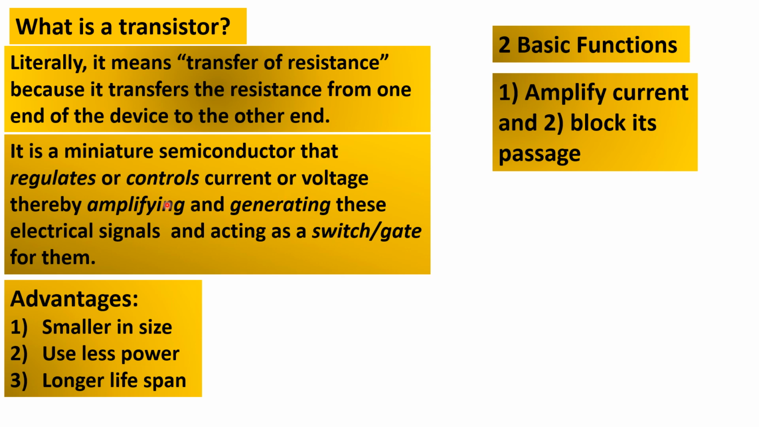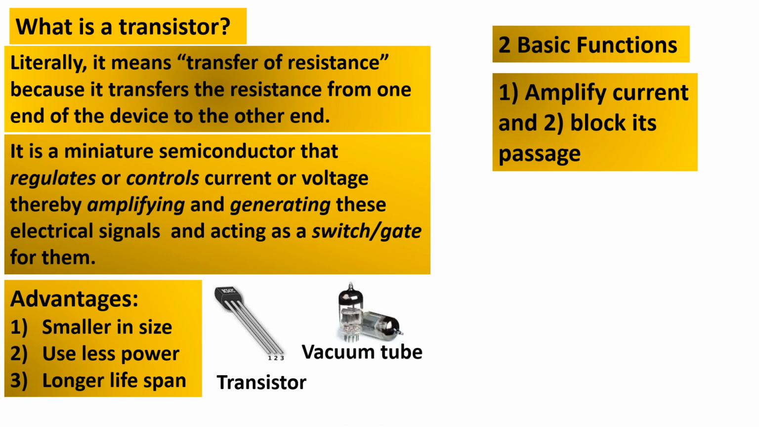Before the advent of the transistor, it was the vacuum tube that was used with the same function. But a transistor has at least the following advantages over the vacuum tube. Number one, it is smaller in size. Number two, it uses less power. Number three, it has a longer lifespan compared to a vacuum tube.